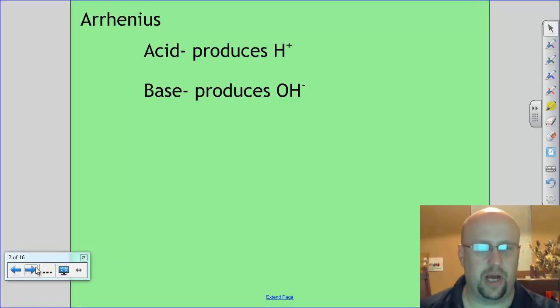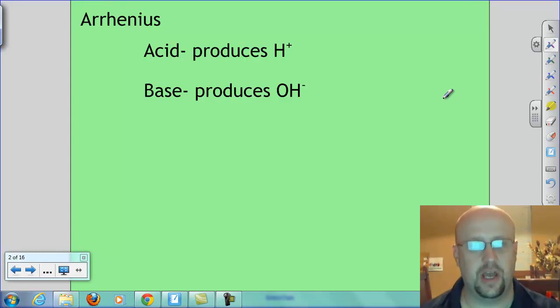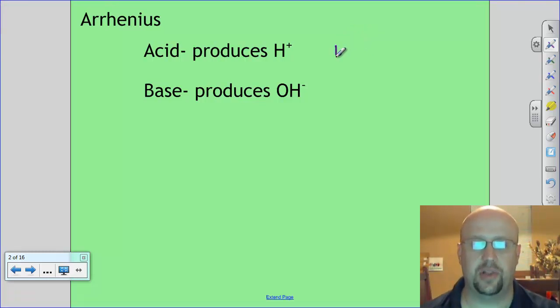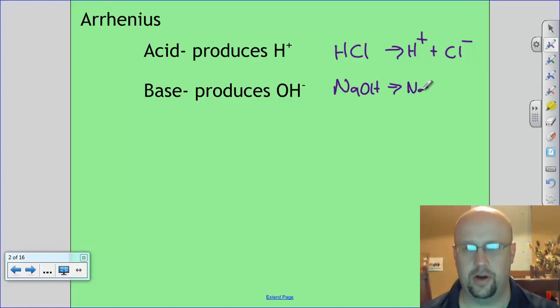So we're going to talk first off about different definitions of what an acid is. One of the first guys that really gives us a systematic system for acids is a guy named Arrhenius. And under the Arrhenius system, anything that produces H+ is an acid. So something like hydrochloric acid, a good example, breaks up in water and forms H+ and Cl-. Sodium hydroxide, on the other hand, is a base because when you put it into water, it breaks up into sodium and hydroxide. So bases produce hydroxides, acids produce H+.